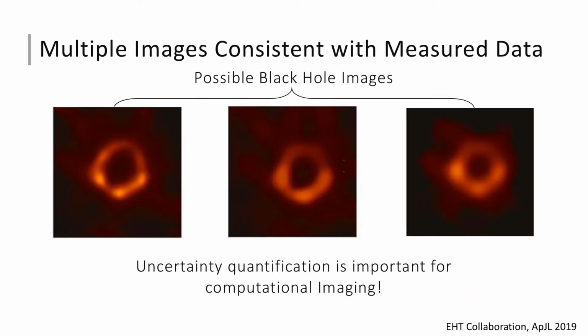For example, when the Event Horizon Telescope collaboration was trying to take the first black hole image, scientists found that many images could fit the radio interferometry data. Although they all clearly reveal the ring structure, it seems like there is uncertainty about the flux distribution of the rings. So to deliver reliable science, it is important in computational imaging to quantify and understand the uncertainty of a reconstructed image.